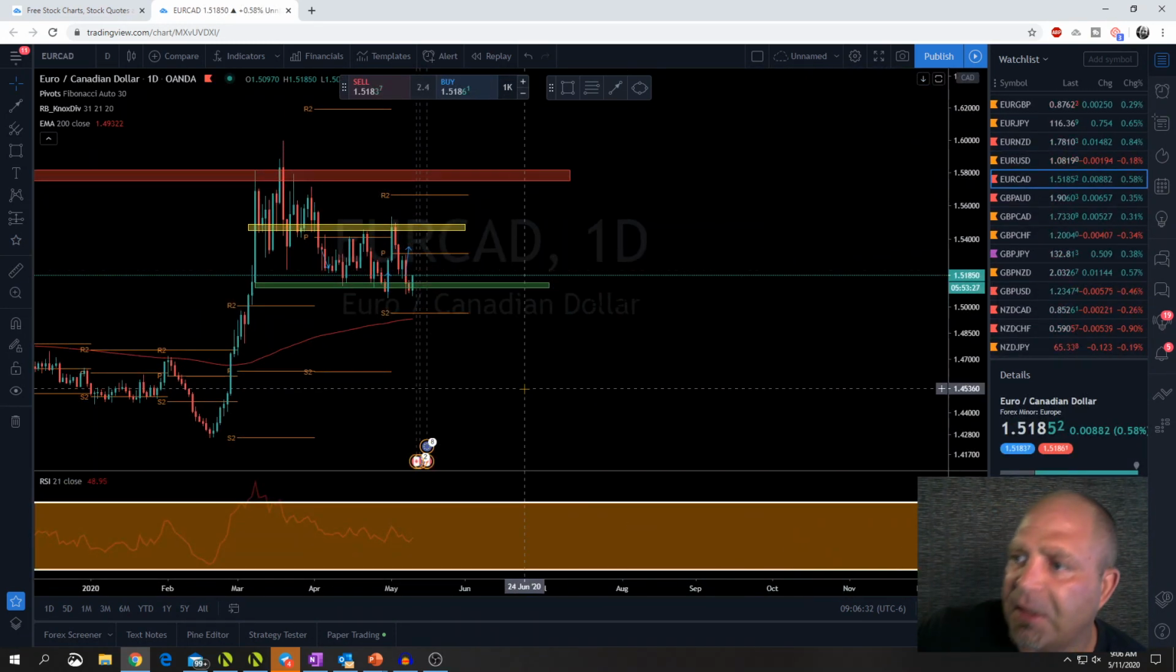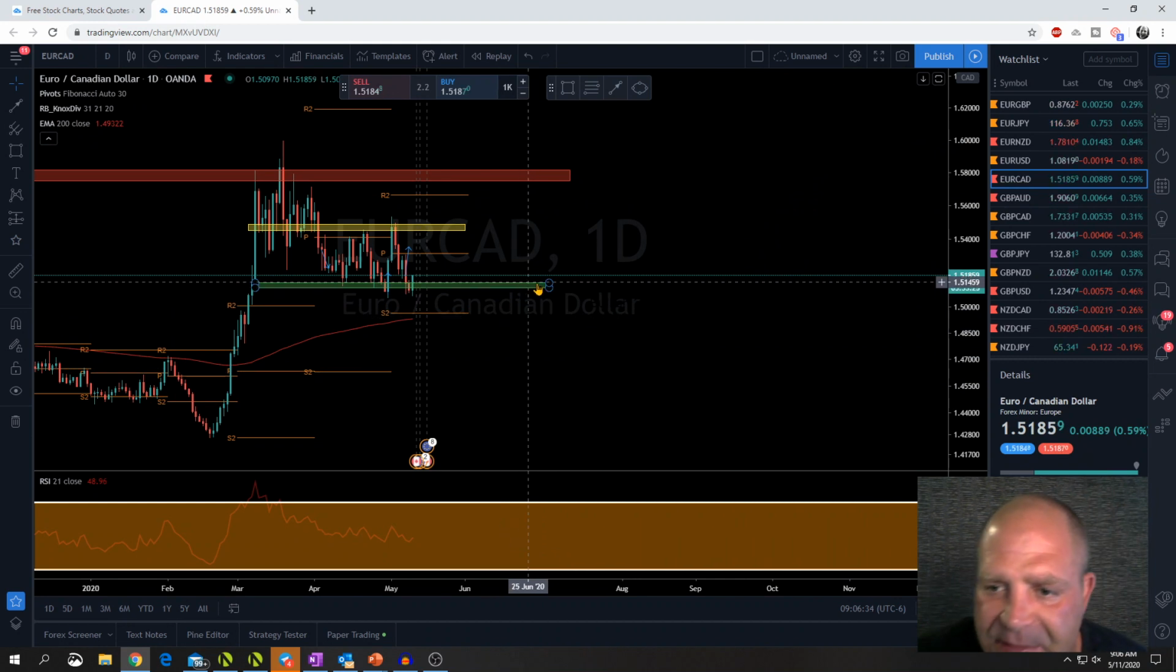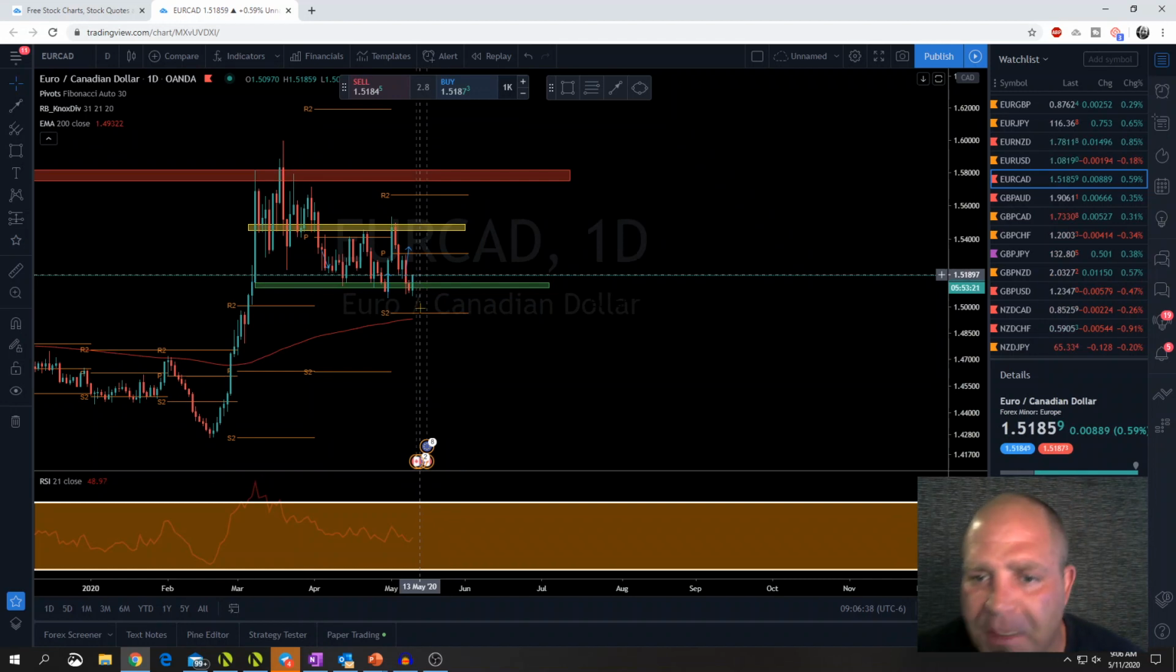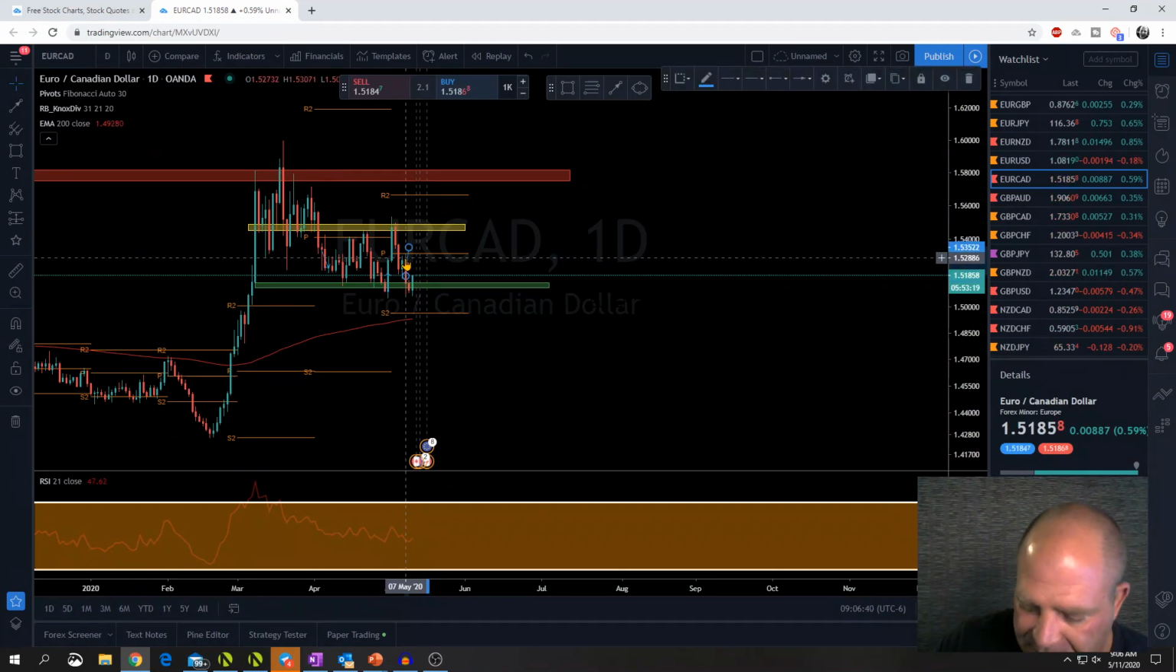Canadian dollar or Euro CAD. All right, same thing. Price got into our bullish zone. Now making a bearish break to the pivot.